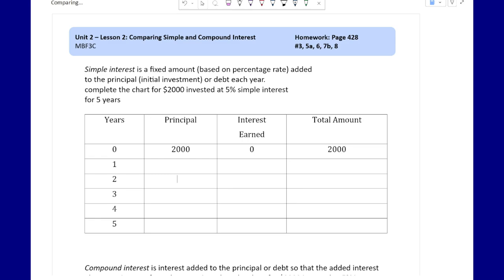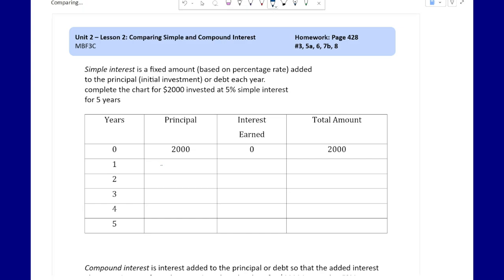So simple interest is a fixed amount, based on a percentage rate, added to the principal or initial investment or debt each year, whether you're borrowing or saving money. We want to complete the chart for $2,000 invested at 5% simple interest for 5 years. In year 0, my principal is $2,000 and I have zero interest earned because we're at the beginning. So our total amount is $2,000.